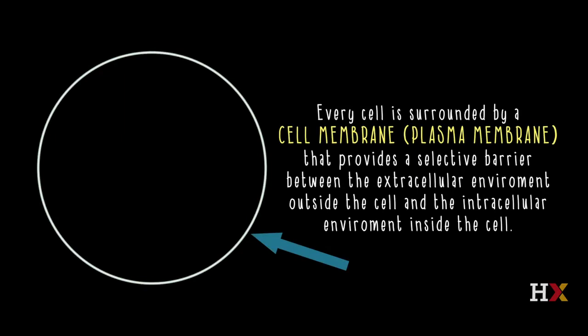Every cell is surrounded by a cell membrane, also called a plasma membrane, that provides a selective barrier between the extracellular environment outside the cell and the intracellular environment inside the cell. So this is the boundary between the cell itself and the rest of the world.